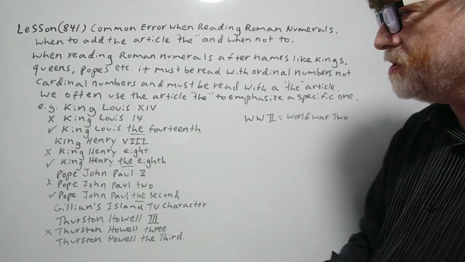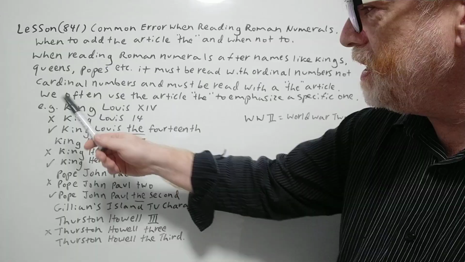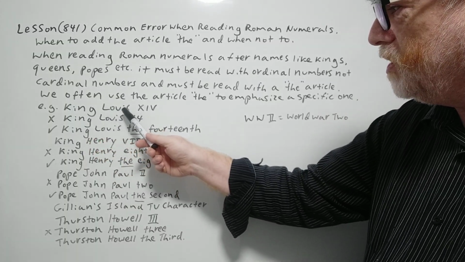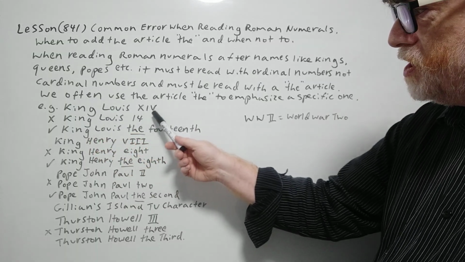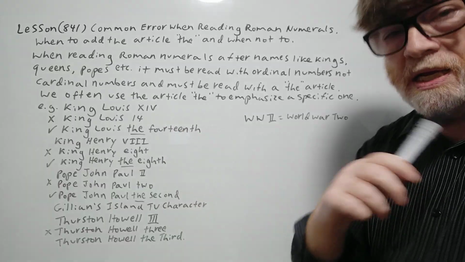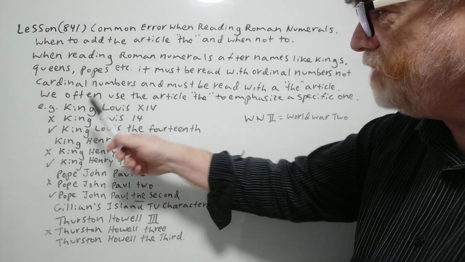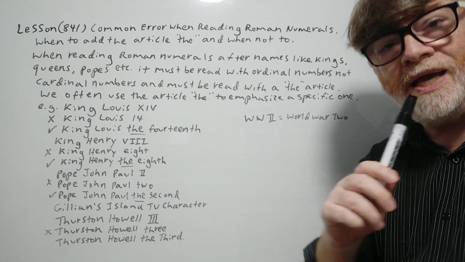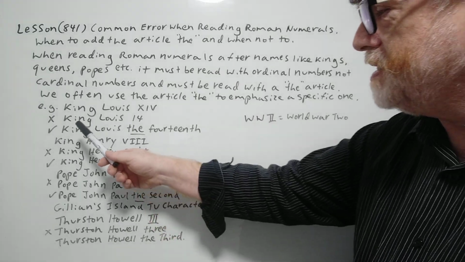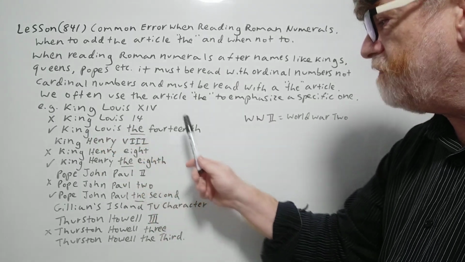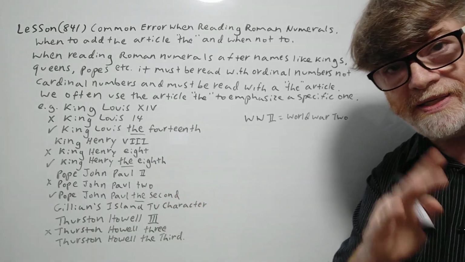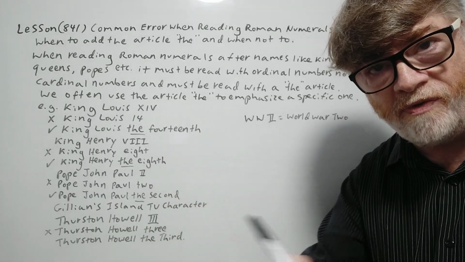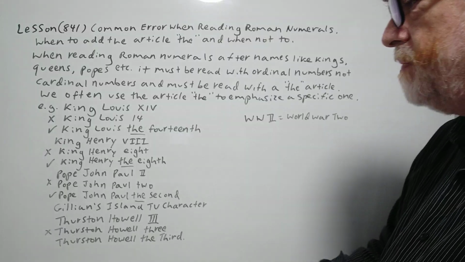All right, and here are examples. For example, if you see it written out as King Louis XIV, and of course this is the Roman numeral for 14, sometimes students will mistakenly read it as King Louis X-I-V. No, you should actually read it as King Louis the 14th. You have to use a "the" because it's a king, it's after a name of a famous person like this.